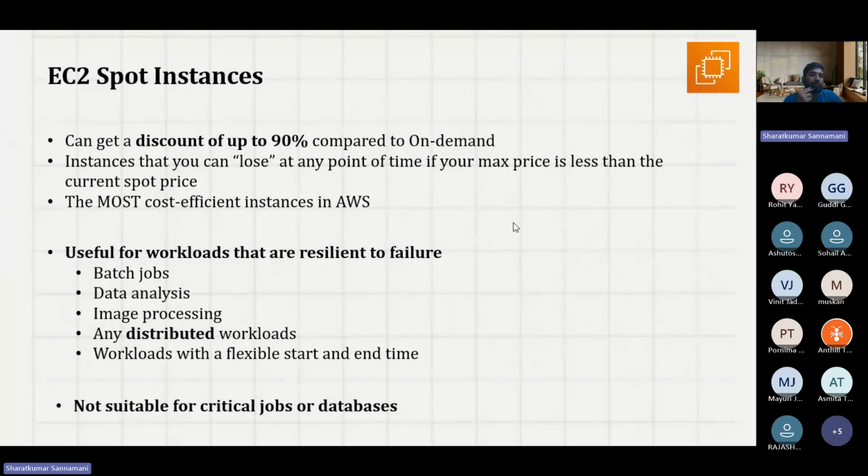So for this kind of use case, at the bottom we have mentioned batch jobs, data analytics, image processing, kind of editing, any distributed workloads, or workloads with a flexible start and end time. In those kinds of scenarios, wherever the job is not that critical, you can use the spot instance.